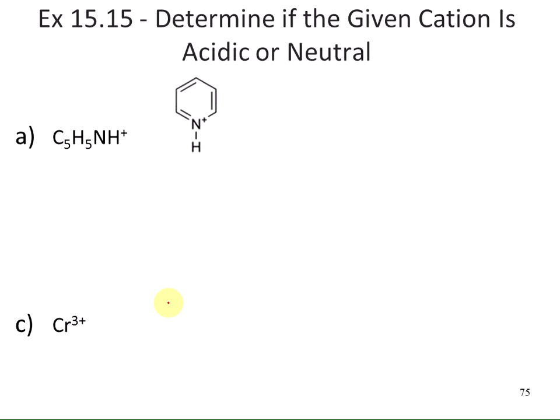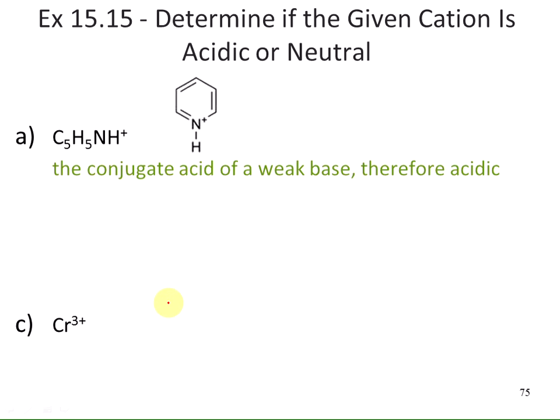or neutral. So this is a pyridinium. This is a pyridine molecule where the nitrogen is protonated. Hopefully you should see that this is the conjugate acid of a weak base. So if it's the conjugate acid of a weak base, it is acidic.